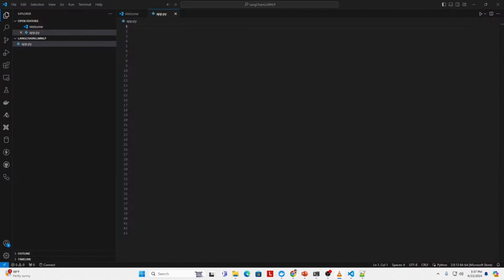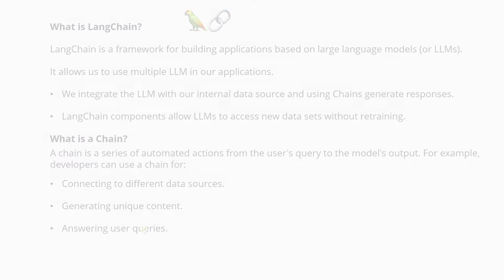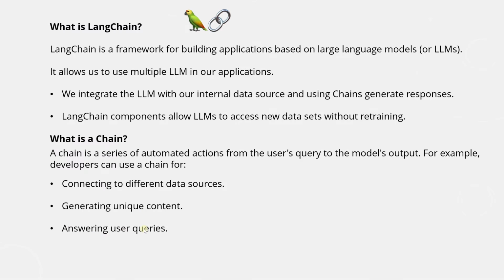Now we'll create a LangChain chain that will allow us to chat with the database using natural language. Here's a brief overview of the LangChain framework. LangChain is an open source framework for building applications based on large language models or LLMs. Let's say we want to use a LLM to interpret user queries and use another LLM to generate responses to those queries. Using LangChain, we can accomplish this task.